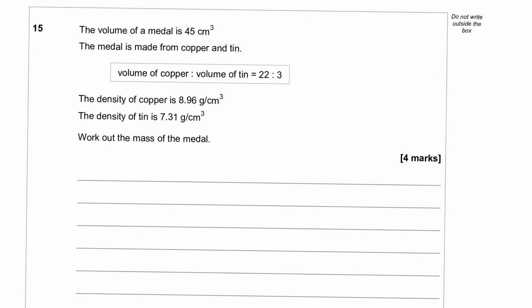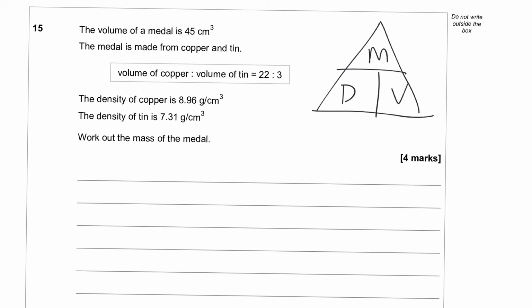Then question 15 says the volume of a medal is 45 centimeters cubed. The medal is made from copper and tin. So it's given us a ratio of the volume of copper to the volume of tin, which is 22 to 3. Then it's given us the density of the copper and the density of the tin. So it wants us to work out the mass. So this is all to do with the triangle. Density equals mass over volume, so that's times and divide.